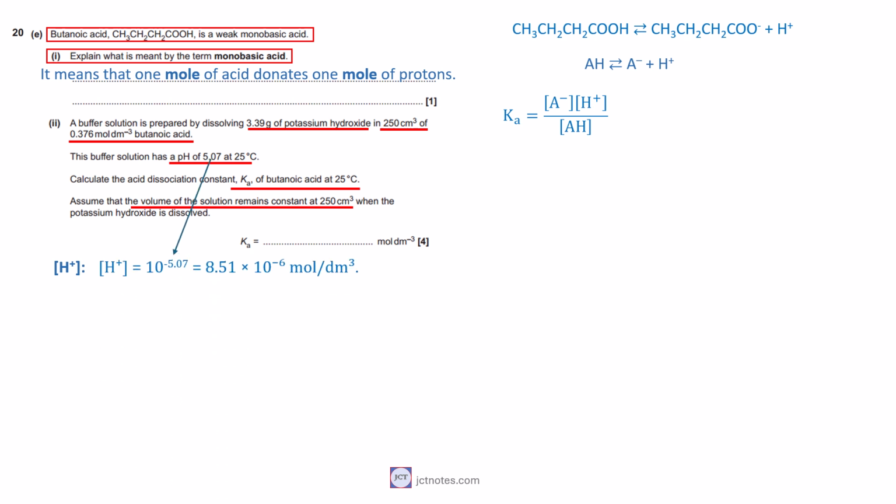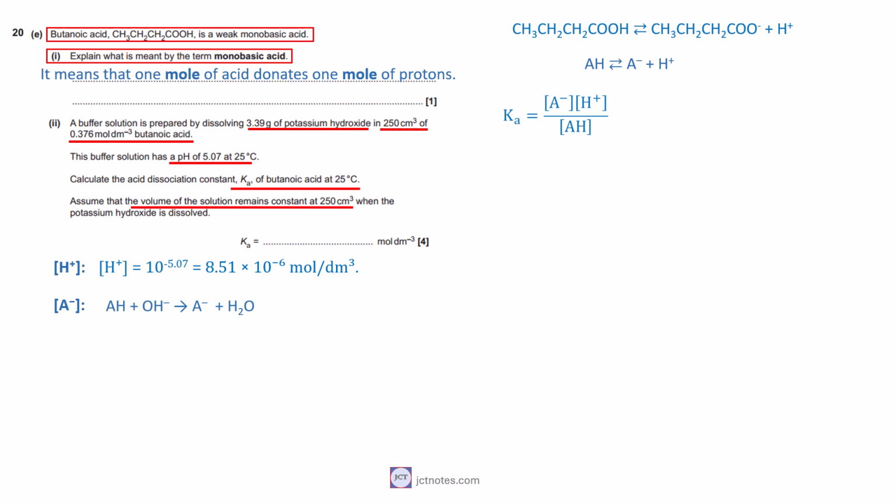Since the pH is 5.07, the concentration of protons is 10 to the power of minus 5.07, giving a value of 8.51 by 10 to the power of minus 6. The butanoate ions come from the potassium hydroxide reacting with the butanoic acid. As the acid is a weak acid and the potassium hydroxide is a strong base, we can assume that all the potassium hydroxide is neutralized by the acid.